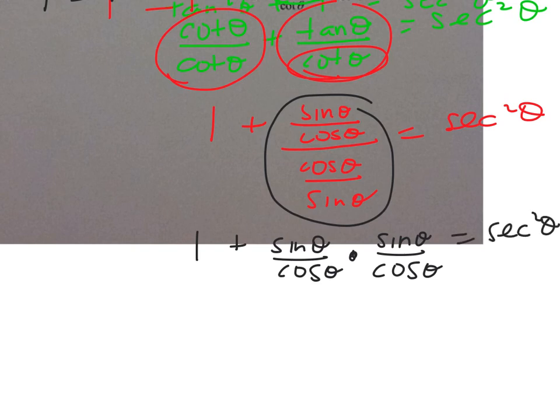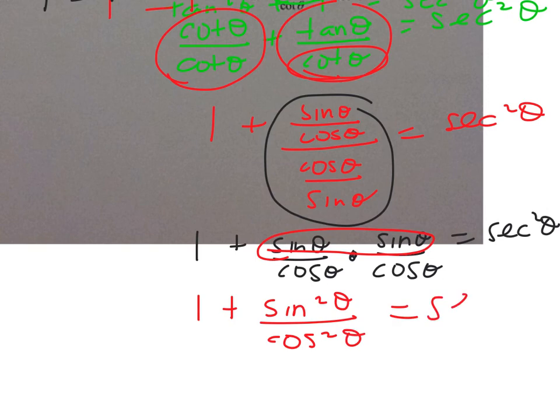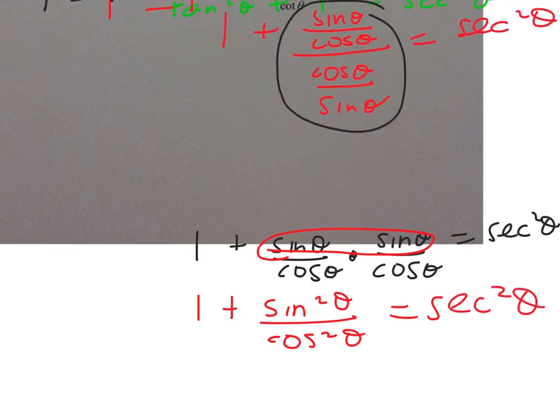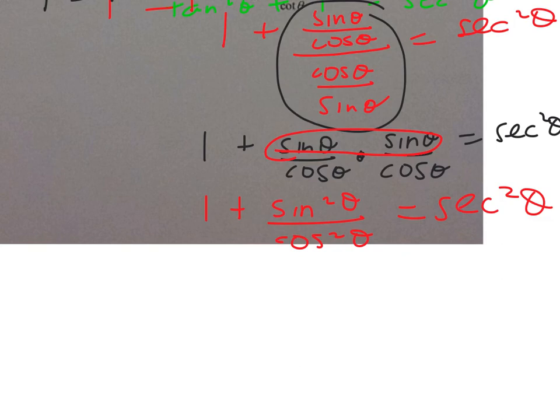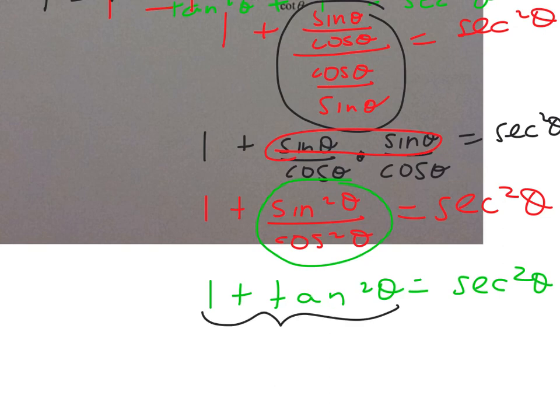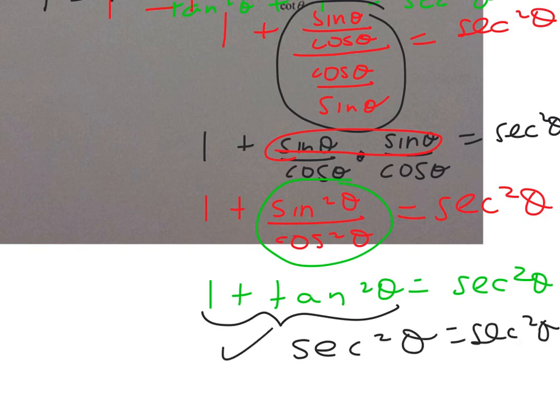All right, remember, when you multiply fractions, you multiply numerators, multiply denominators. So I have 1 plus sine times sine would be sine squared theta. Cosine times cosine would be cosine squared theta equals secant squared theta. All right, so now remember, sine over cosine would be tangent. So it'd be 1 plus tan squared theta equals secant squared theta. Now this is from our Pythagorean identity. So 1 plus tan squared theta is secant squared theta. So secant squared theta equals secant squared theta, and that checks. Okay, so that's it, and we'll practice in class tomorrow. Have a good night.